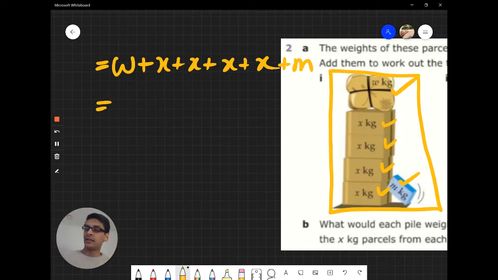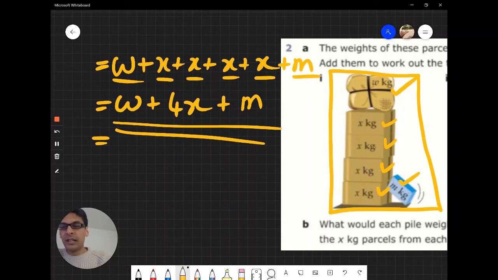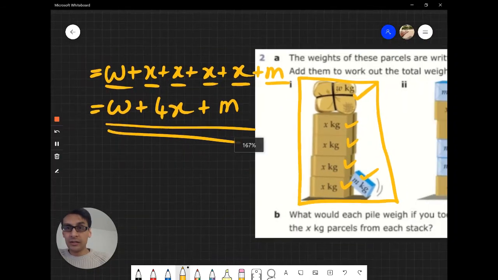Okay, so now we're going to collect the like terms together. And I can see that w is by itself, so there's nothing like the w. And I can see we've got 1, 2, 3, 4. We've got 4 x's, so 4x. And then there's an m by itself, so it's going to be plus m. Now, there's no more like terms, so that's going to be our final answer. We don't really need another line. Okay, so you get how to do this.